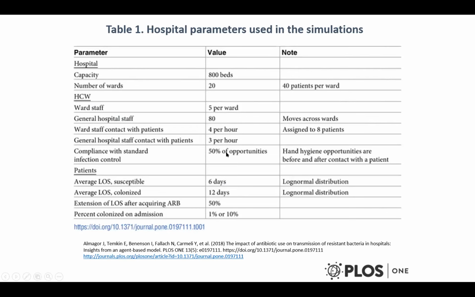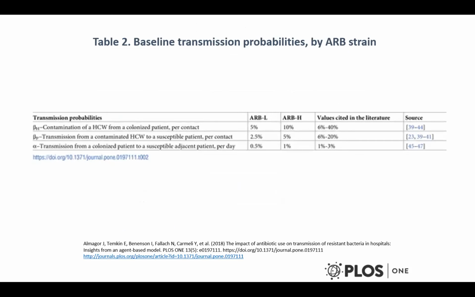They then assume a 50% compliance with standard infection control. So they're referring to mostly hand hygiene opportunities. And they're considering an average length of stay of 6 days among patients with susceptible organisms and about 12 days for patients who are colonised. And that's based on prior data that shows that if you're colonised with resistant bacteria, overall you end up with an increased average length of stay. So based on these parameters, that's how they did their mathematical modelling and their simulations.